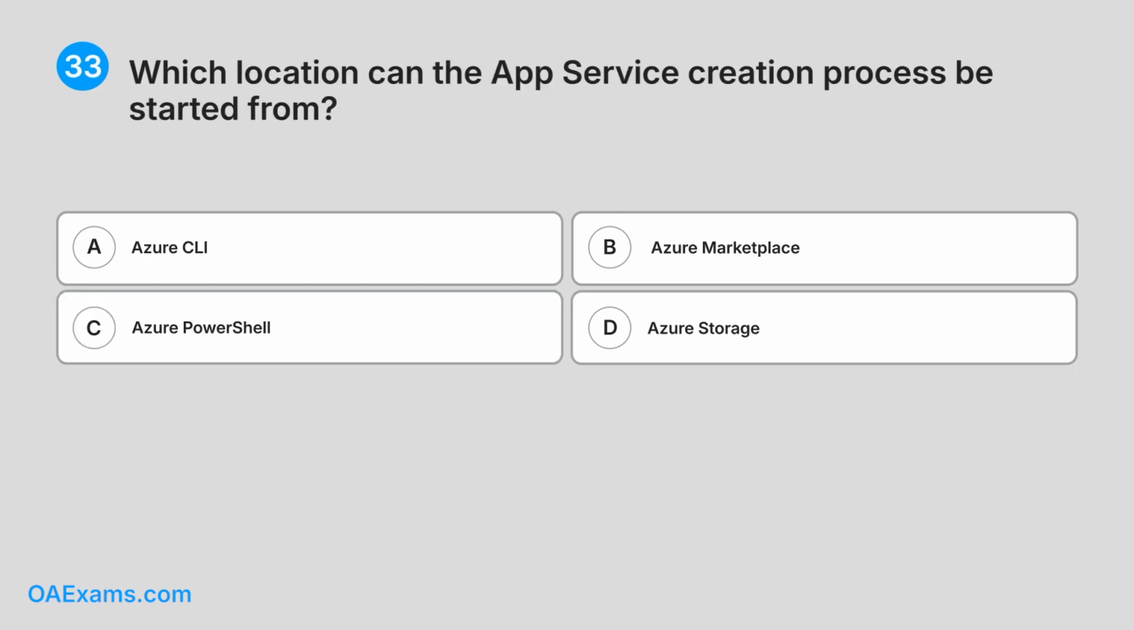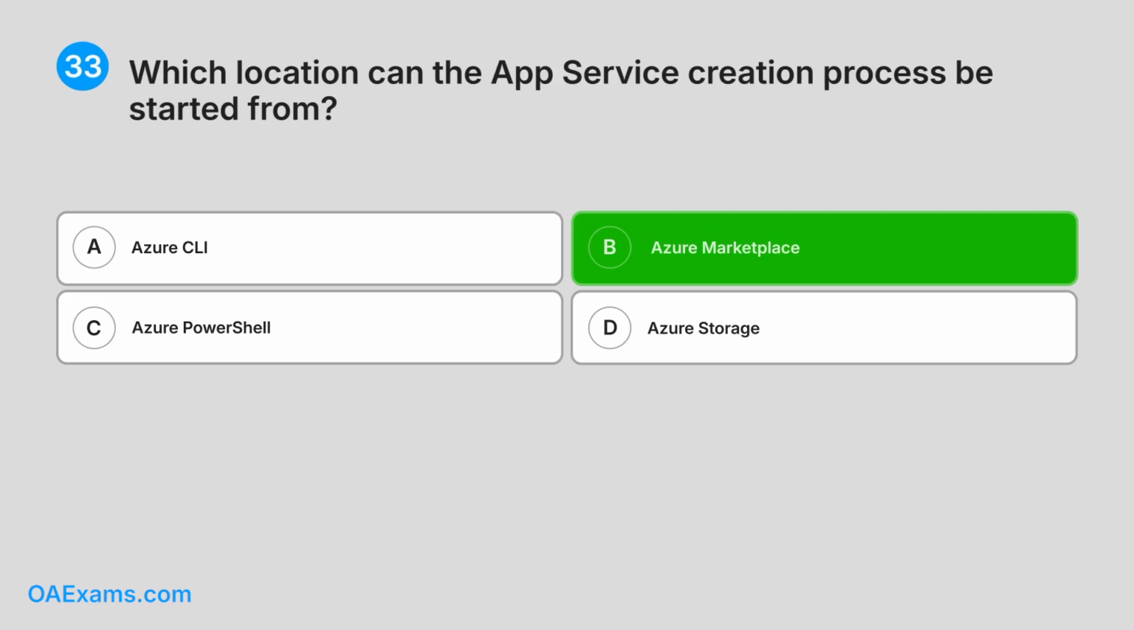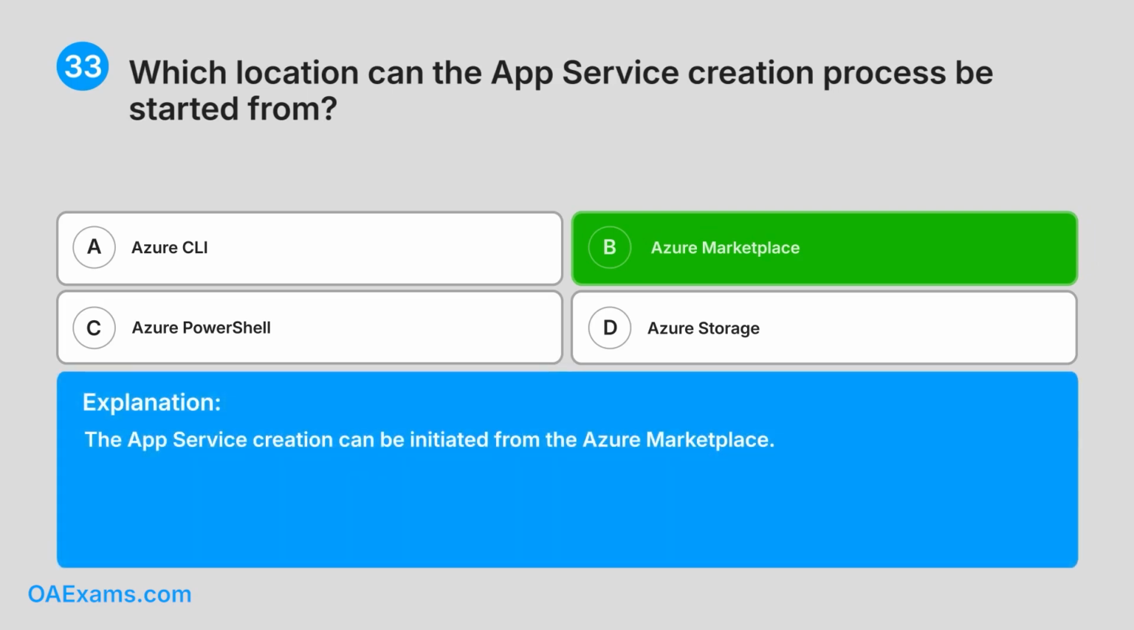33. Which location can the app service creation process be started from? A. Azure CLI. B. Azure Marketplace. C. Azure PowerShell. D. Azure Storage. What do you think is the answer? Correct answer: B. Azure Marketplace. Explanation: the app service creation can be initiated from the Azure Marketplace.